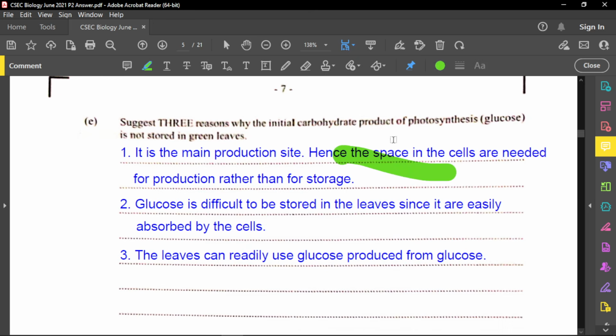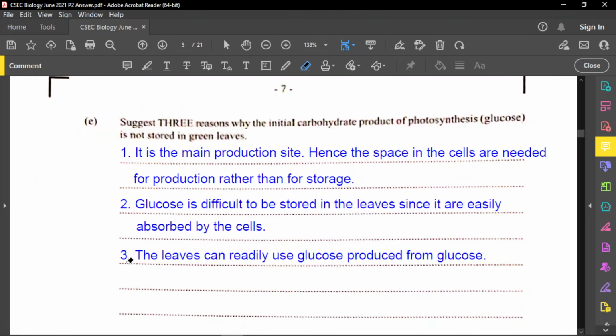All right, and so the next option here is that glucose is difficult to be stored, and the reason for that is it is easily absorbed. So if you store glucose in the leaves, it will be absorbed by the cells, and if the cells are getting glucose that is stored, then they will not produce effectively. Because the leaves will be tricked, in other words, in terms of it has readily available glucose. So there's no need to store it there.